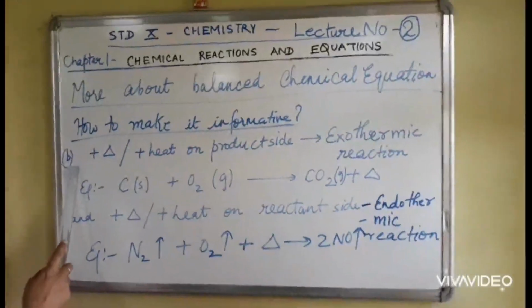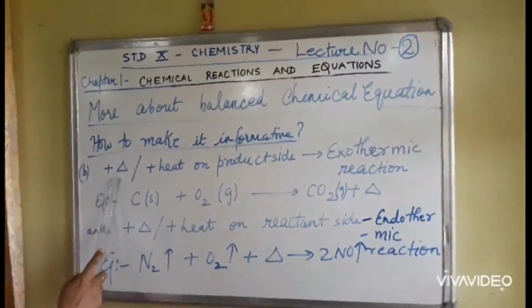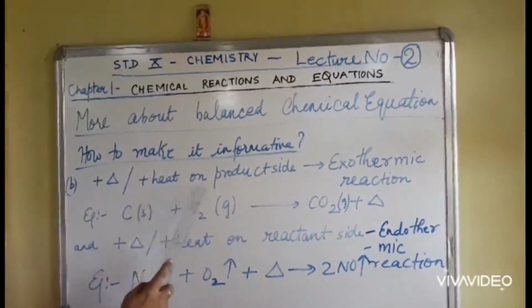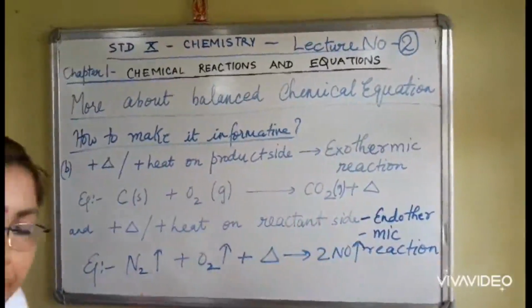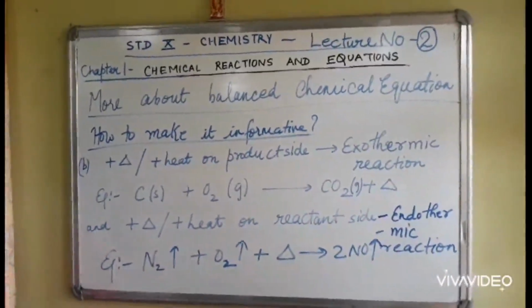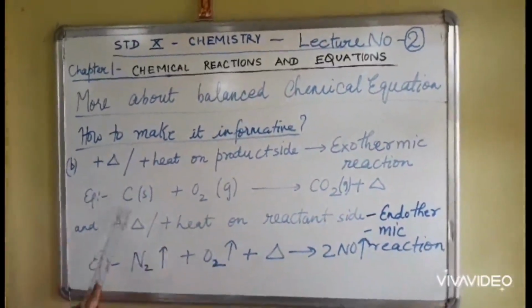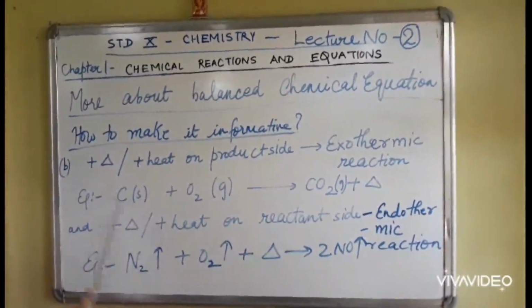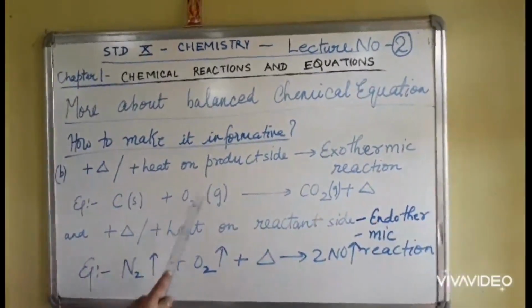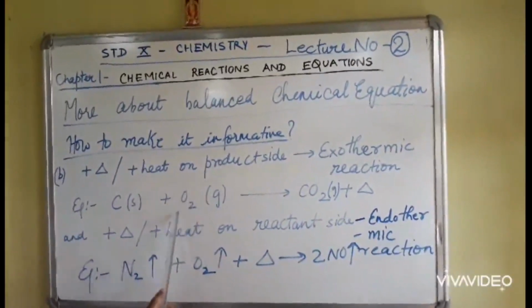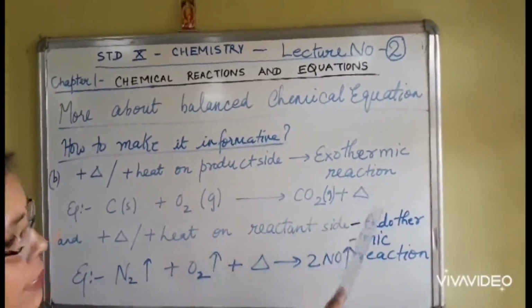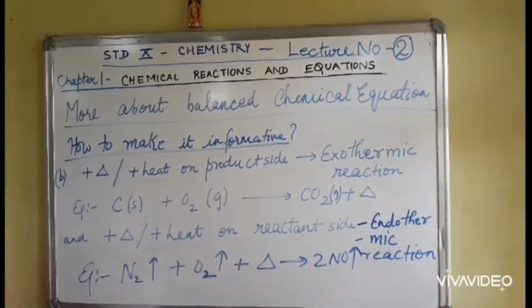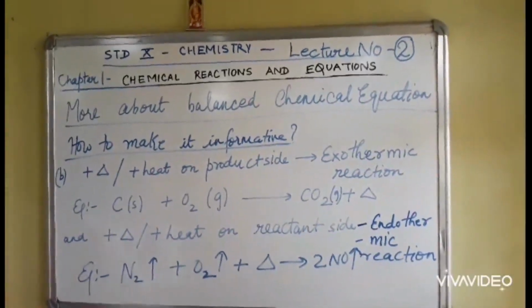Second point is, we can mention plus triangle, that is plus heat, on the product side for an exothermic reaction. An exothermic reaction is the reaction in which heat is given out. The example is, see here, carbon. Carbon is present in coal. When you burn coal, in presence of oxygen gas in air, it produces CO2 gas and gives out a lot of heat, which is used for domestic activities and in industries, you know that.